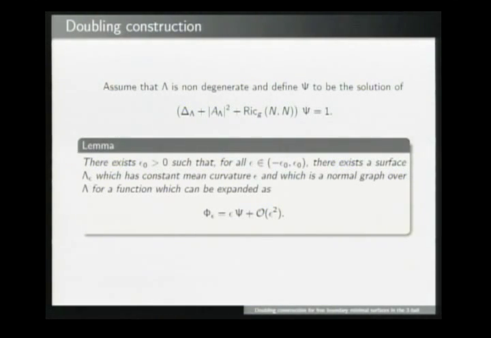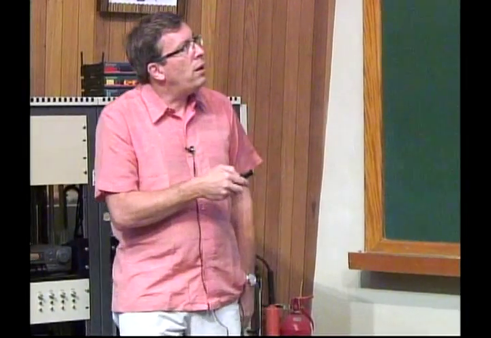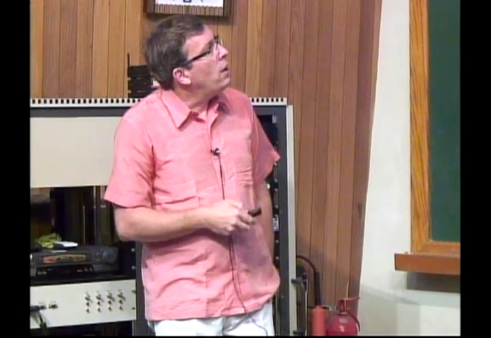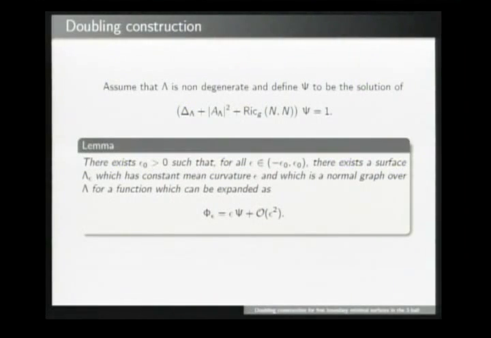So psi is a solution of this PDE here. As I said, since you assume that Lambda is non-degenerate, you can always cook up psi, and you have uniqueness of psi. This gives you basically the shape of the surfaces which have small constant mean curvature and are close to Lambda.